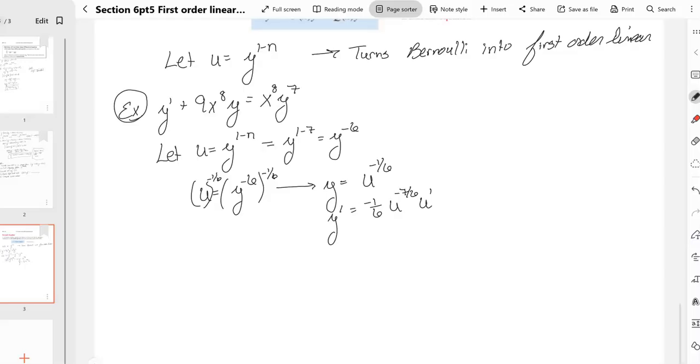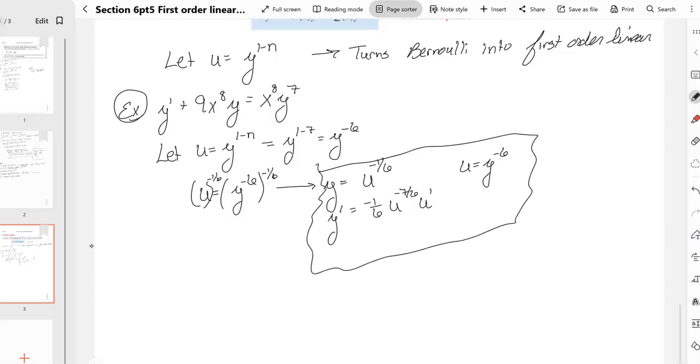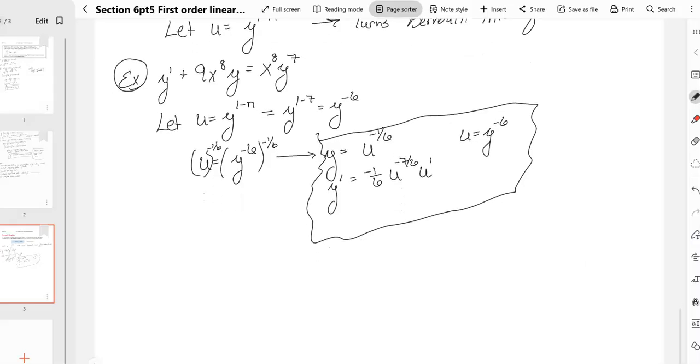So we've got our substitutions here. We started by letting u equal y to the negative 6. So then y equals u to the negative 1 over 6, and we've got y prime equals negative 1 over 6 u to the negative 7 over 6 times u prime. So let's substitute in what we know. Everything's going into that differential equation. y prime is negative 1 over 6 u to the negative 7 over 6 times u prime.